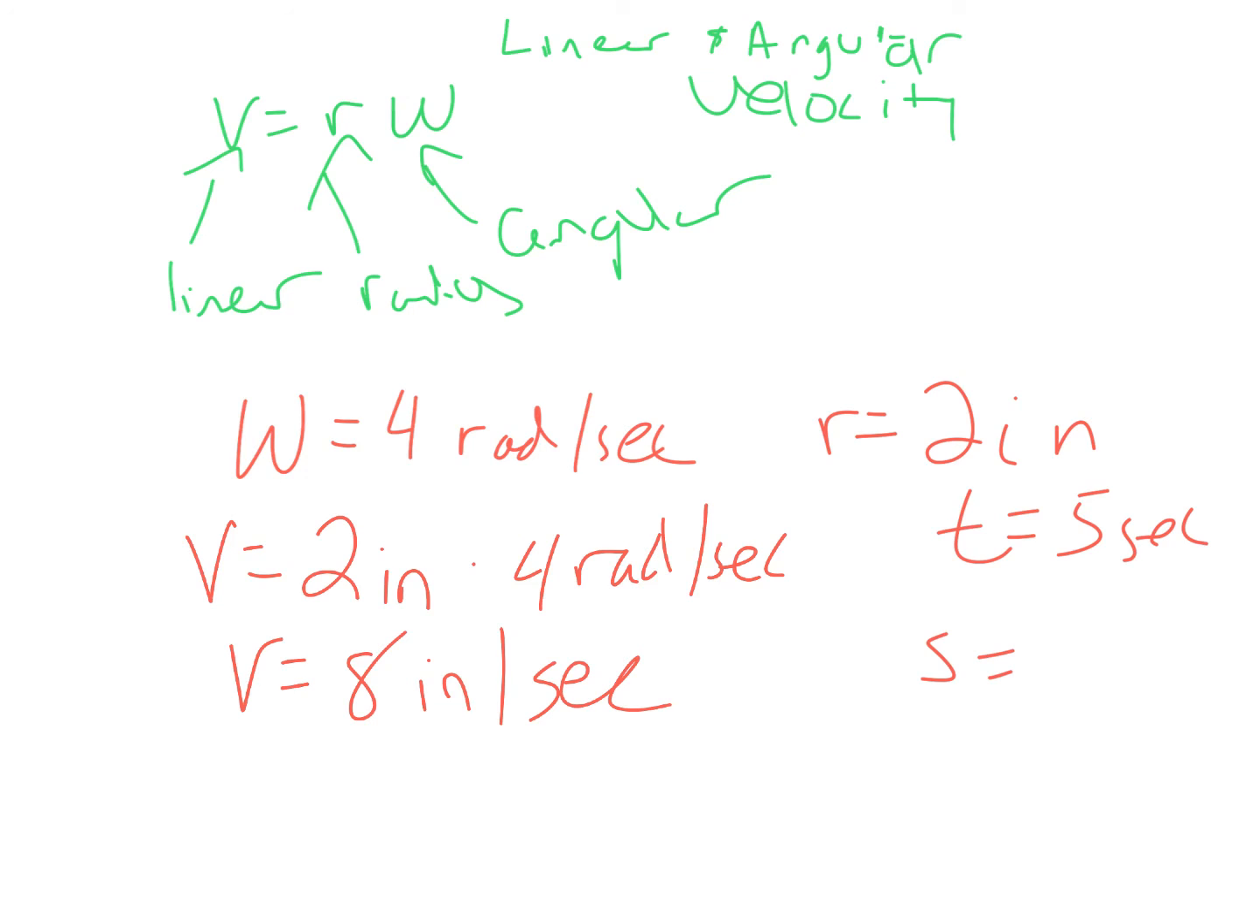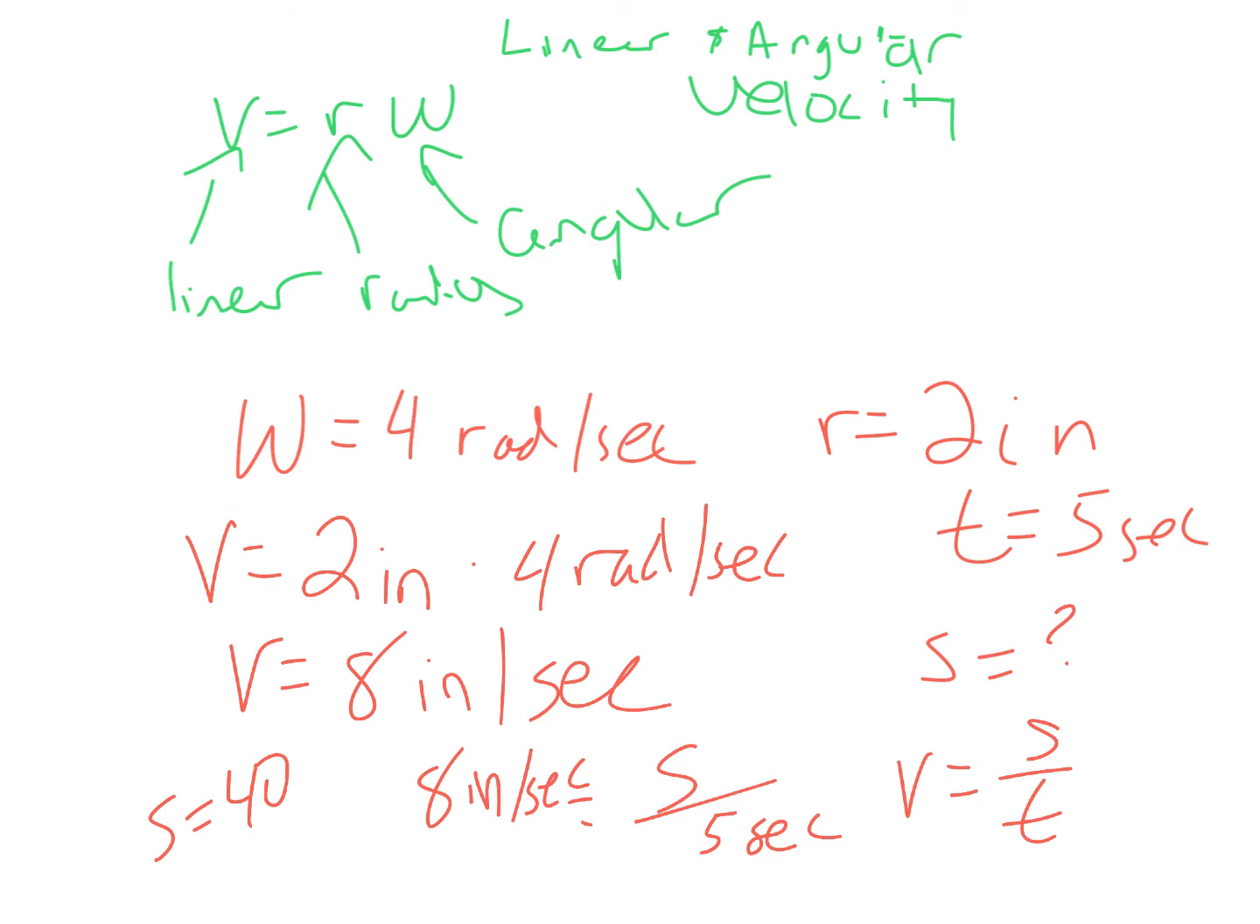Okay, and how does that relate to s? Well, we know s is what we're trying to find. s is equal to what? Velocity times time, because remember the formula we wrote in the beginning was linear velocity is equal to s over t, right? So therefore, we have everything else. We don't know what s is, but we know that t is equal to what? What did I give you in the beginning? 5 seconds. And then v is equal to, as we just found out, 8 inches a second. And in order to solve, we multiply together, and we're going to get s is equal to 40 inches.